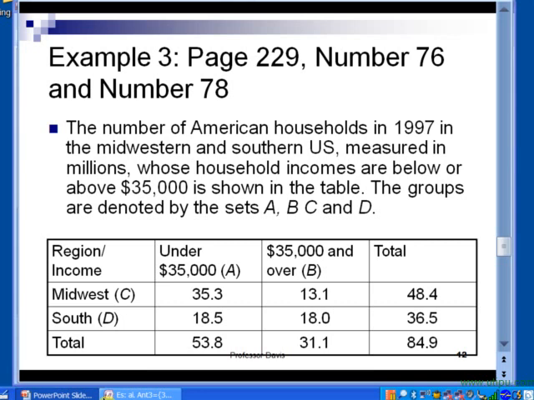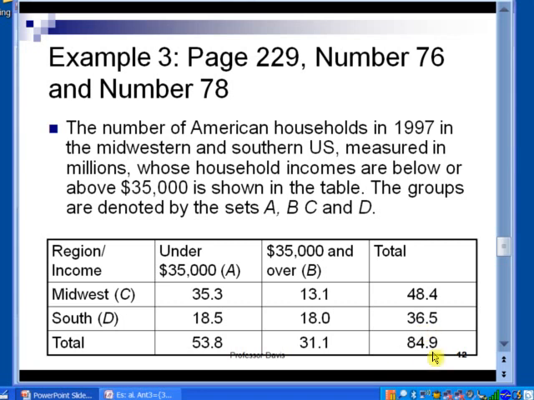So in slide number 12, we have example 3, and it says the number of American households in 1997 in the Midwestern and Southwestern U.S., measured in millions, whose household incomes were below or above $35,000 is shown in the table. Notice here I've given names to these groups. So think of what we're saying here. Now remember the numbers are in millions.